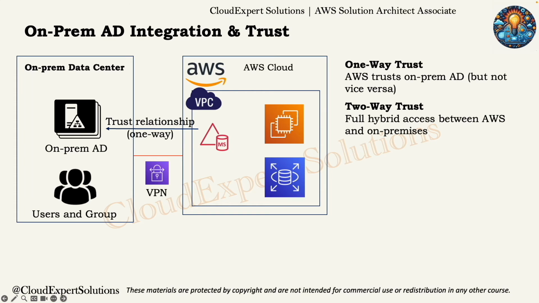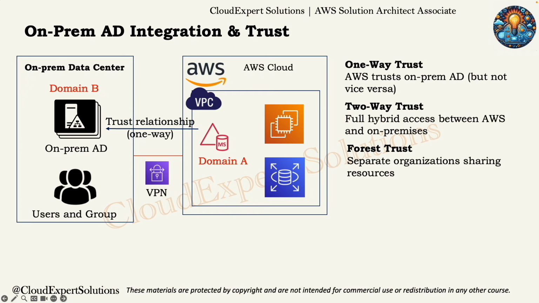And there is a third way, called the forest trust, where you have multiple organizations. Maybe your organization has multiple sister organizations. Then you can create a forest trust where separate organizations can share resources between them. For example, if domain A trusts domain B, and in our case AWS Managed AD is domain A and your on-premise Active Directory is domain B, then your users and groups from on-premises, using their enterprise credentials, will be able to access the resources from domain A, or from AWS.